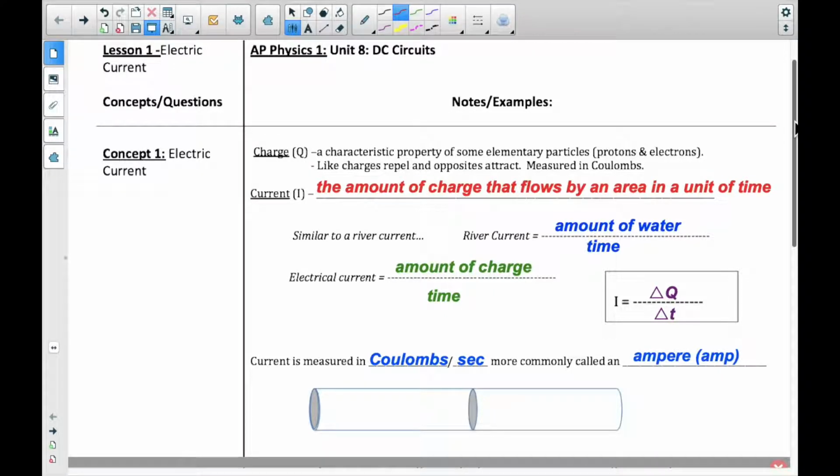This is lesson 1 on our DC circuits unit. We're going to be talking today about electric current. In electricity, current is a lot like current of water. When we think about current in water, we understand that water is moving. In the same way, when we talk about current in electricity, electricity is flowing. And if electricity is flowing, you have a current.